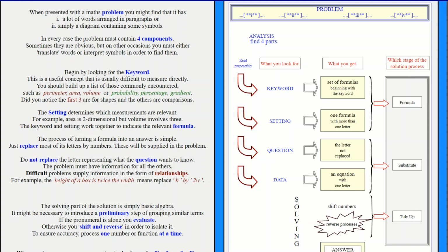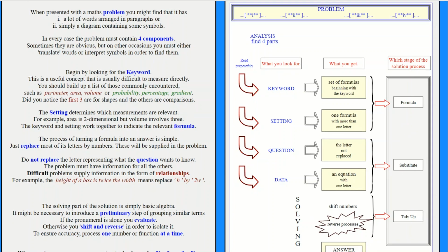So once you have found the setting and the keyword, the combined information they hold is the formula, which is part of your solution process. So we go from the problem, analysis, finding the keyword and the setting. That gives us a formula to start our solution process. And the solution process is exactly the same as the one you have used many, many times before.